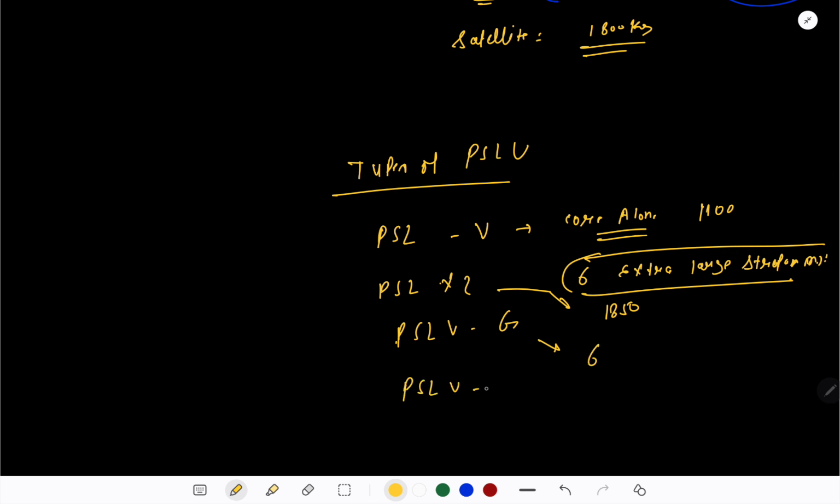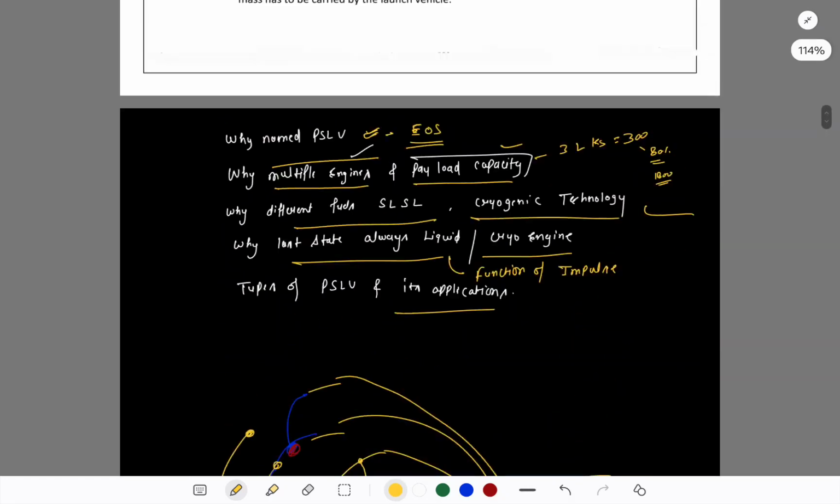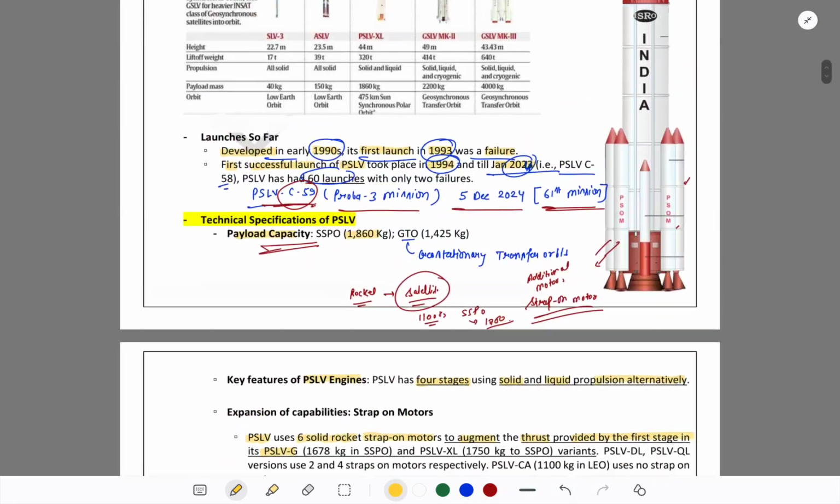Next is the PSLV QL, it has 4 to 5 strap-on motors. PSLV DL has 2 to 5 strap-on motors. So these are the various types of the PSLV. Depending on the strap motors, it can carry the weight.